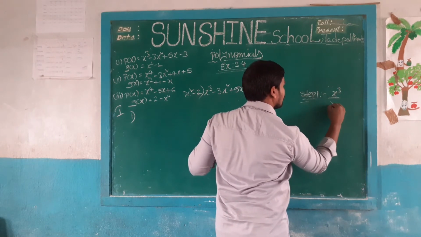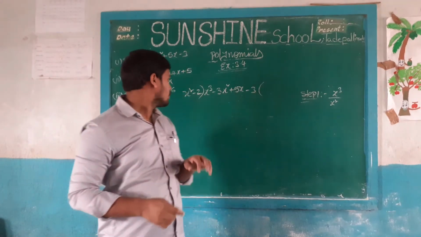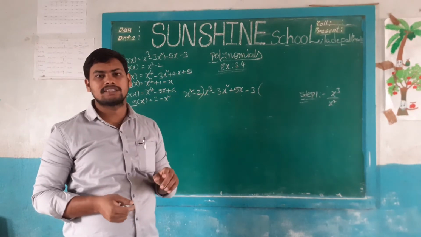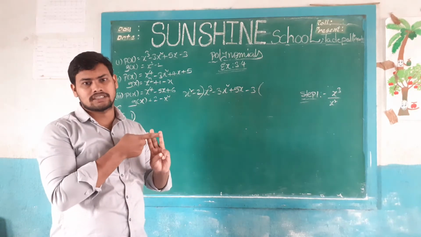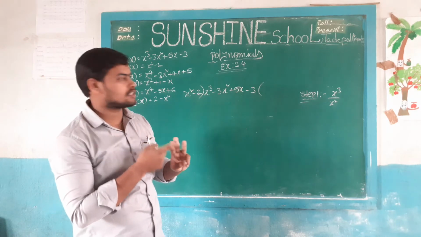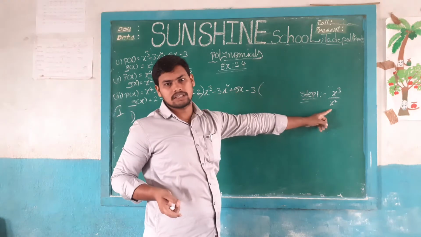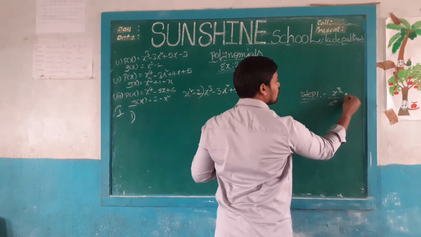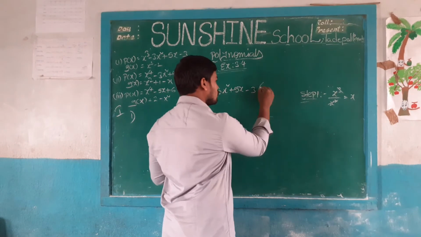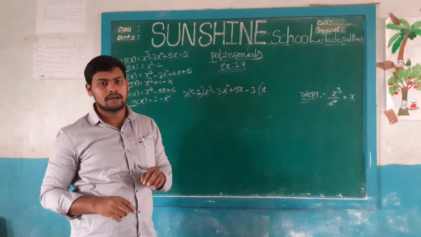x cube by x square. x cube means x into x into x, and x square means x into x. So there are 3 x's in the numerator and 2 x's in the denominator, so only one x remains. So write down the x here.